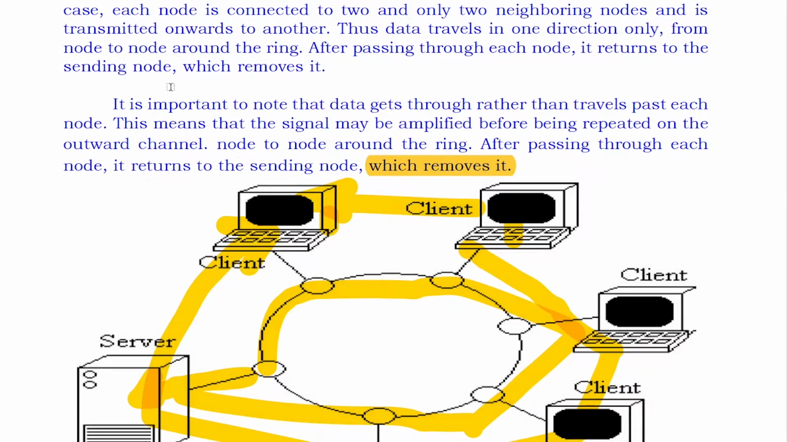So that's what we do, unidirectional. It's important to note that data gets through each node rather than travels past it. This means that a signal may be amplified before being repeated on the outward channel. So node to node around the ring. After passing through each node, it returns to the sending node.